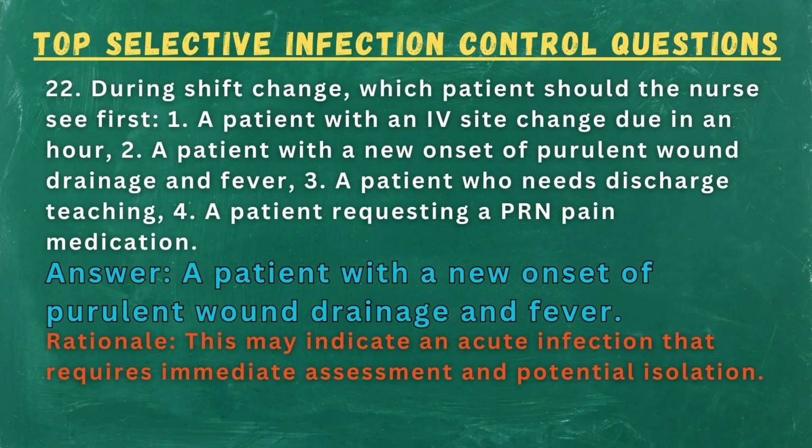22. During shift change, which patient should the nurse see first? 1. A patient with an IV site change due in an hour. 2. A patient with a new onset of purulent wound drainage and fever. 3. A patient who needs discharge teaching. 4. A patient requesting a PRN pain medication. Answer: a patient with a new onset of purulent wound drainage and fever. Rationale: this may indicate an acute infection that requires immediate assessment and potential isolation.